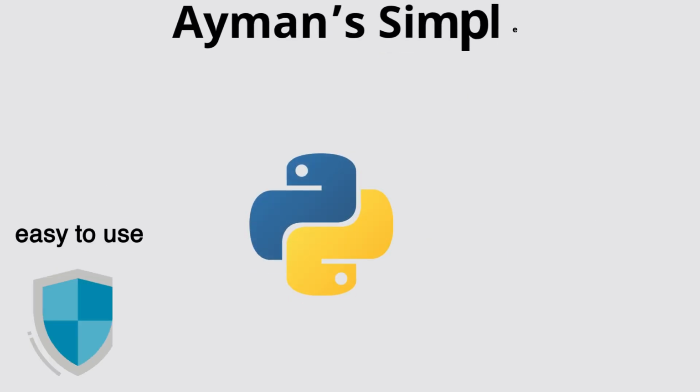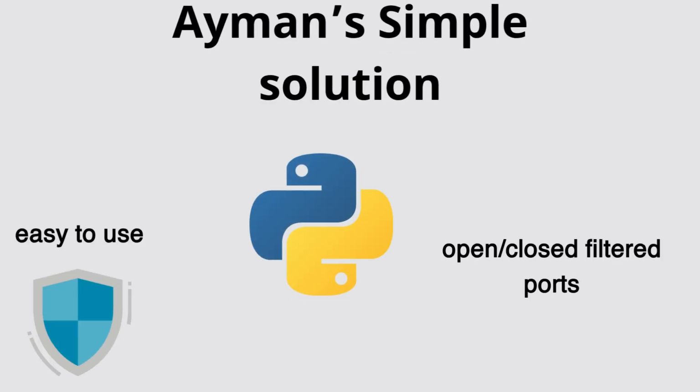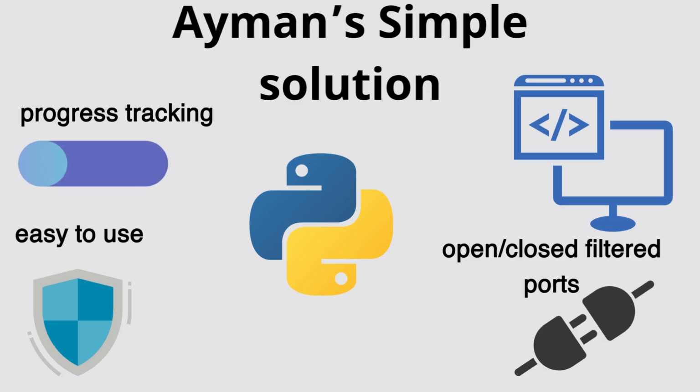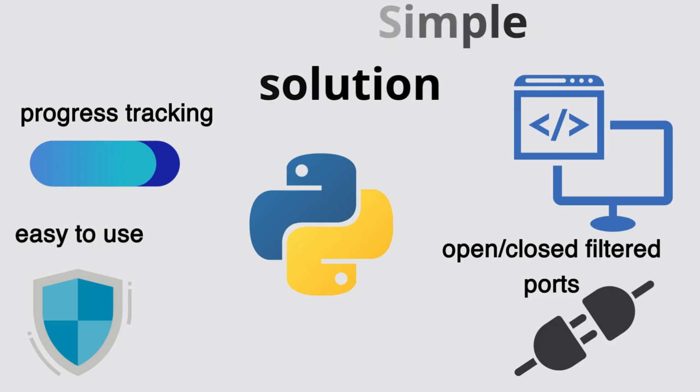Eamon decided to build his own port scanner using Python. He chose to make it simple so even beginners could use it. He added a clear interface, progress tracking, and made sure it shows which ports are open, closed, or filtered. This tool helps him and others secure their network easily.